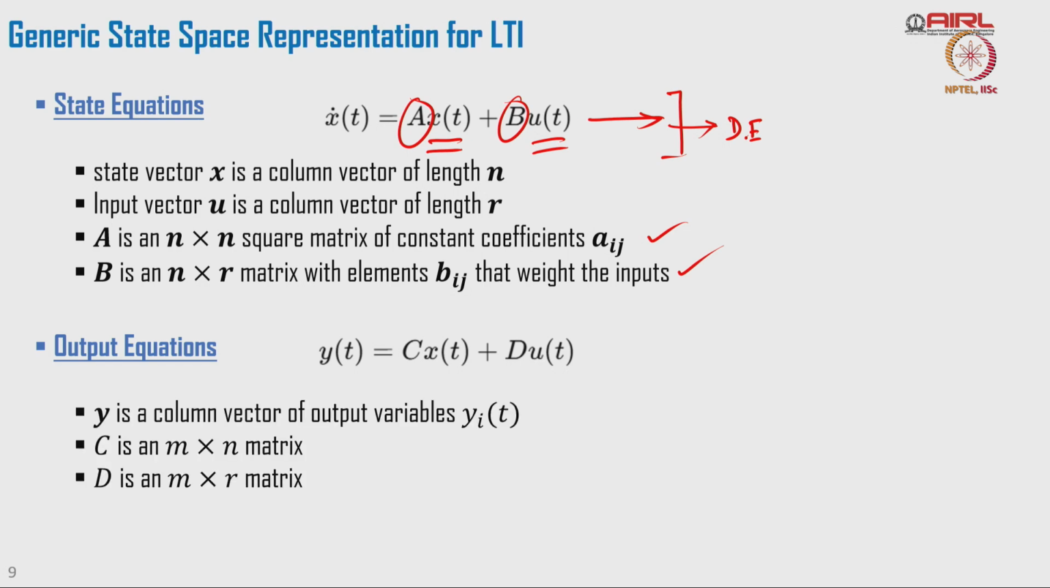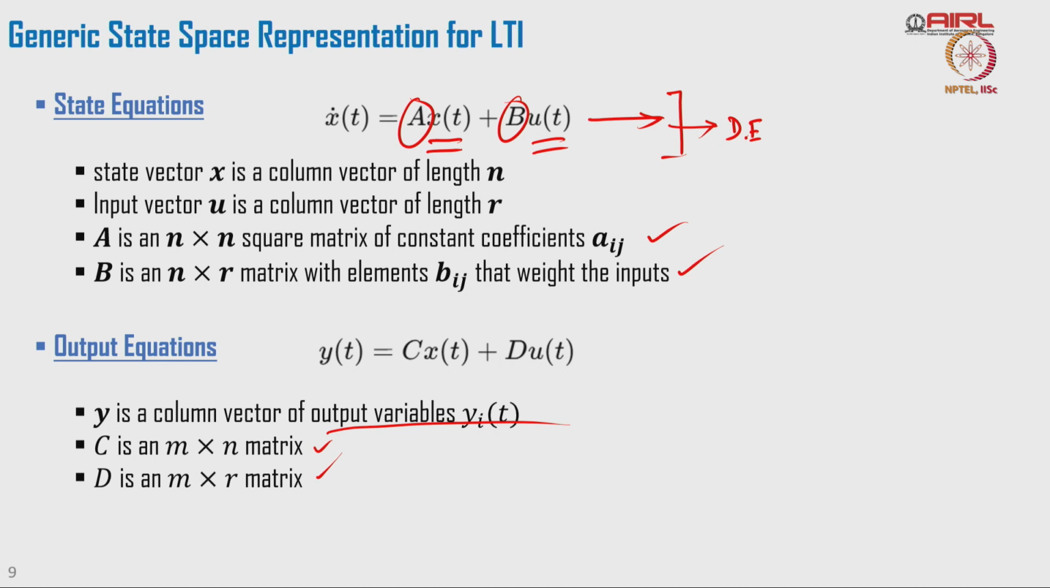Again, x and u are the state vector and input vector, and y is a column vector of output variables. Then C and D have their designated dimensions.